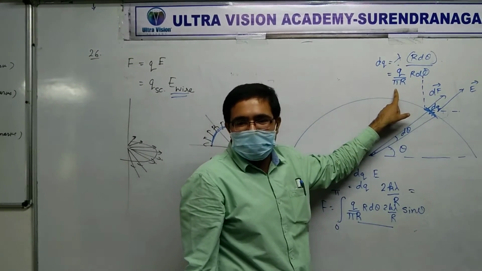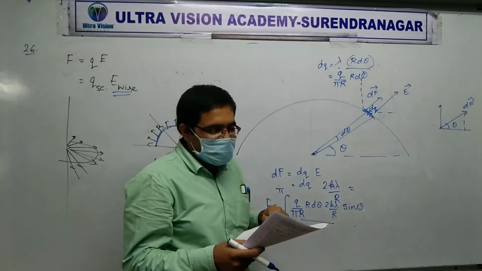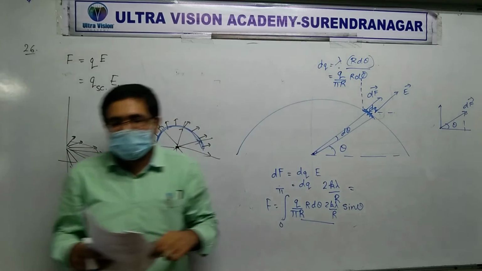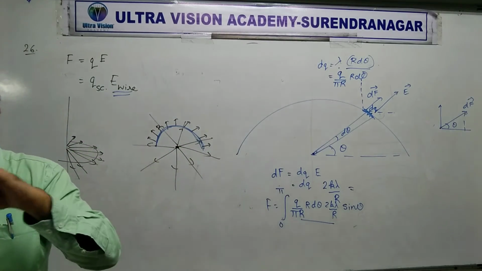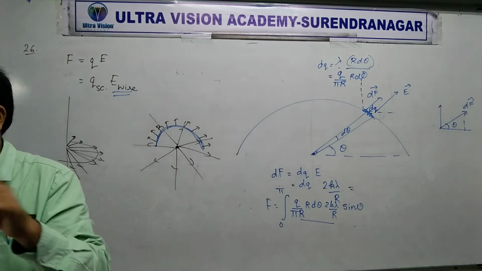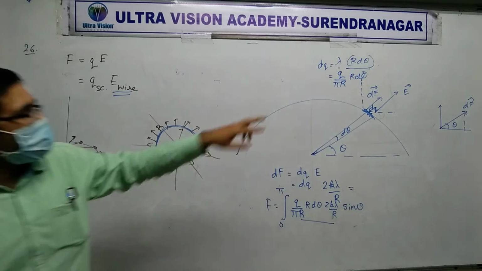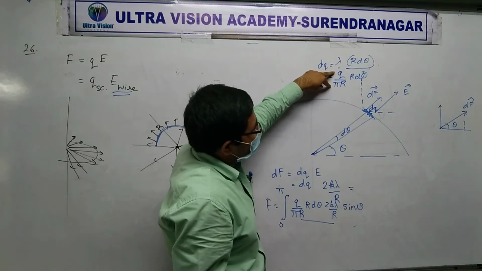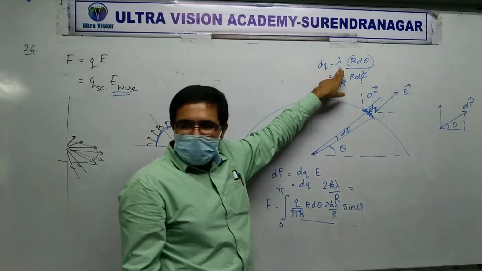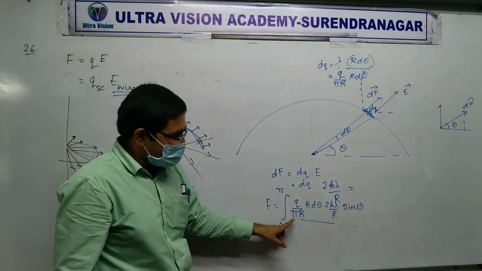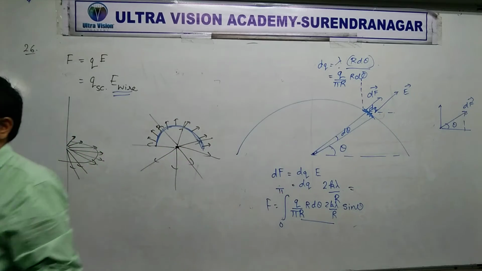Why q upon pi r? What's the total charge of the loop? Q. Yes. What's the total length of the loop? Pi r, the circumference of the half circle. Is that clear or not clear? So I hope you understood that here we have q by pi r instead of lambda for the loop. Got it? So lots of things are cancelled.